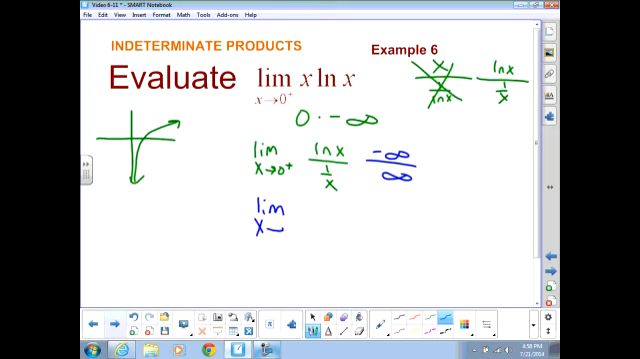This will become the limit as x approaches 0 from the right. We know the derivative of natural log of x is 1 over x. Let's go off to the side. 1 over x is like x to the negative 1. That'll be negative 1x to the negative 2, which we can rewrite as negative 1 over x squared.